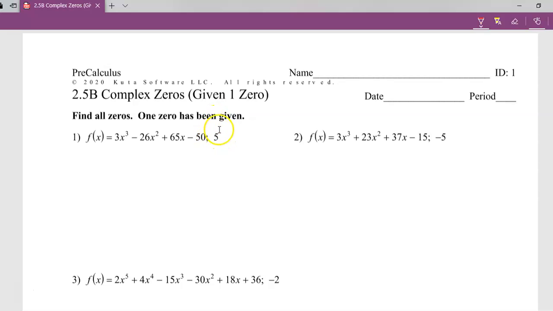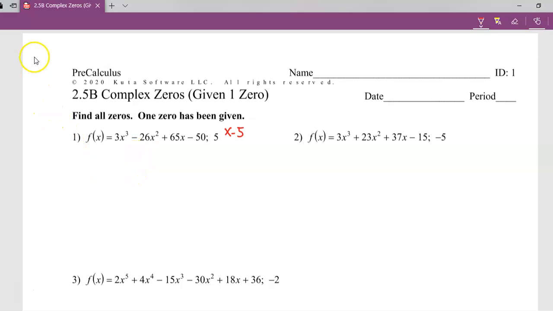We are given 1 zero though, so I know that a zero to this function is 5. Because I'm given that, I can use it to reduce this polynomial into one that I can factor. What this 5 being a zero tells me is that the factor x minus 5 divides evenly into this function. So if I divide this 3x cubed minus blah blah blah by x minus 5, I'm going to get something that is still part of this function, but it's a lower degree, so I may be able to then factor that.